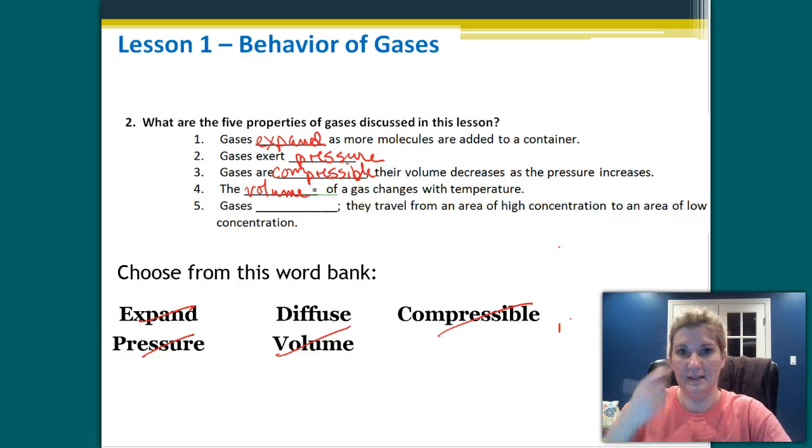Hopefully that's one that sticks. That's Charles' law. We did our lab on that one. If we put the balloon in a hot water bath, the balloon grows, albeit very small. And if we put it in a freezer, it shrinks.